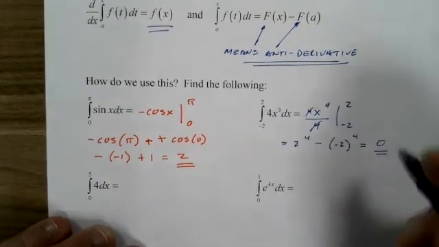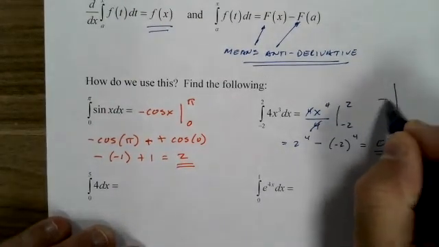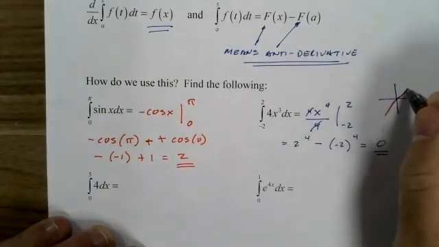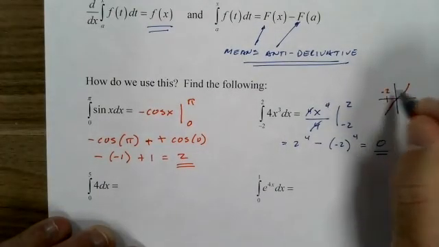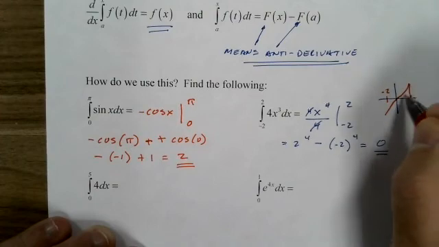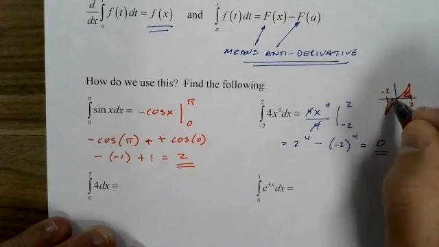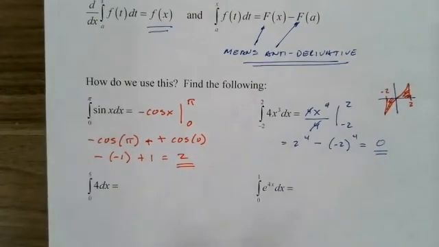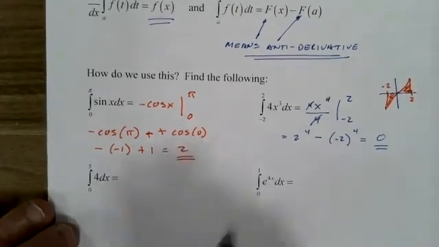That makes no sense. I told you earlier, I like to graph things to make sense of things. I graphed 4x to the 3rd from negative 2 to 2. It does something like that. So this area and this area cancel out. It'll make sense.